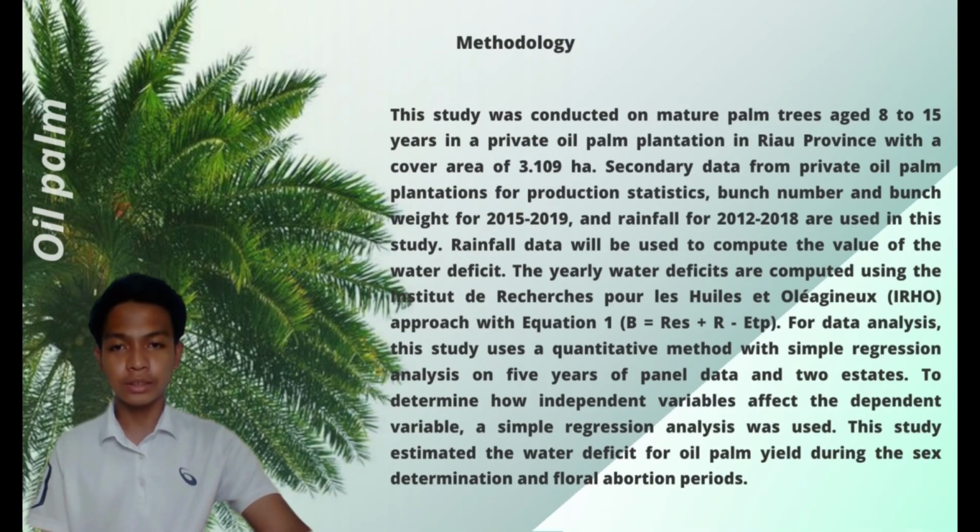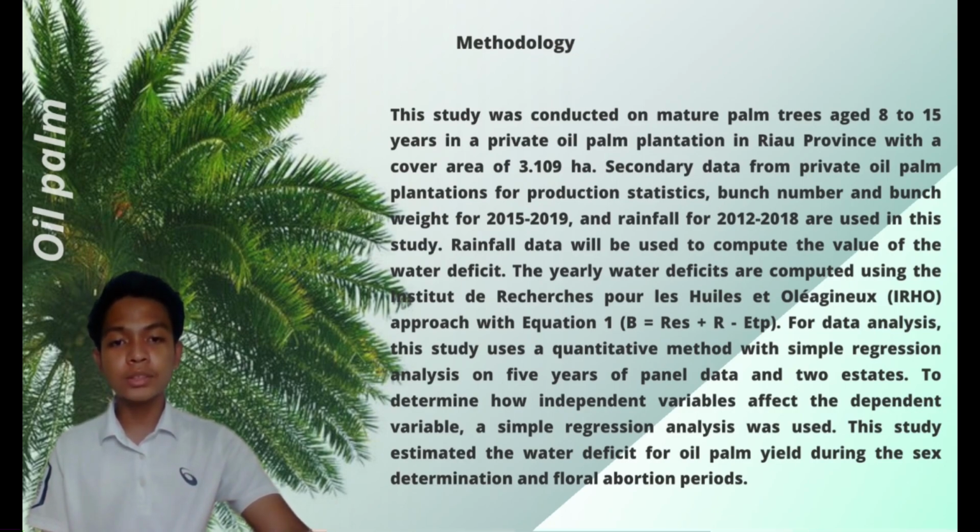Next is the methodology for oil palm. This study was conducted on mature palm trees aged 8 to 15 years old in a private oil palm plantation in Riau province with a cover area of 3.1 hectares. Secondary data from the private oil palm plantation for production statistics, bunch number and bunch weight for 2015 until 2019 and rainfall for 2012 until 2018 are used in this study.